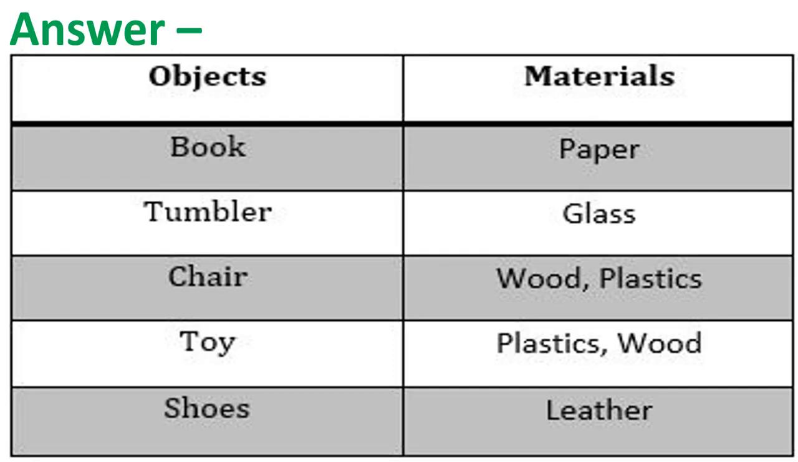Then the third object is chair. We do have chairs made up of plastic and wood. Then the next object is toy. A toy can be made up of even wood, glass, or plastic, but in general, we see toys are made up of plastics. Then we have the last object as shoes. It is made up of leather.